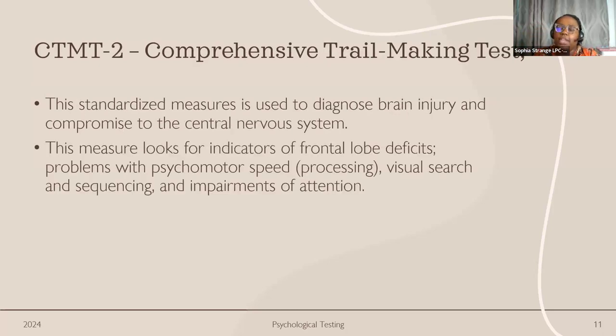All right, pausing right there. Are we good so far? Should I keep going this way? Okay, I'm getting some thumbs up.